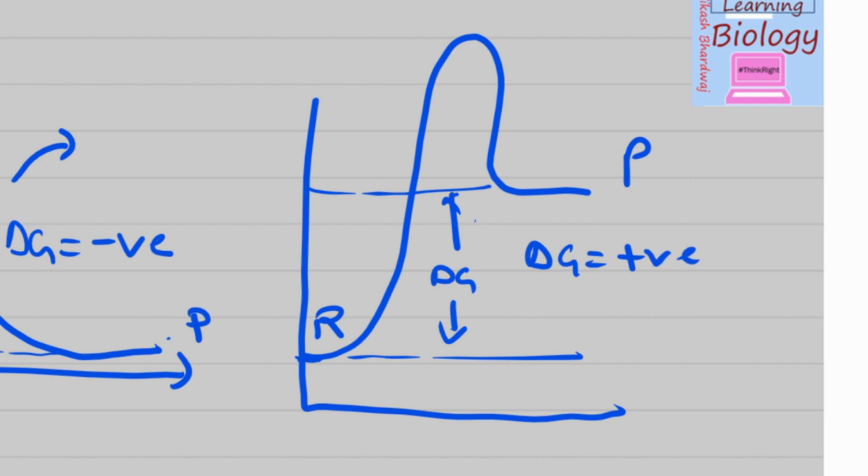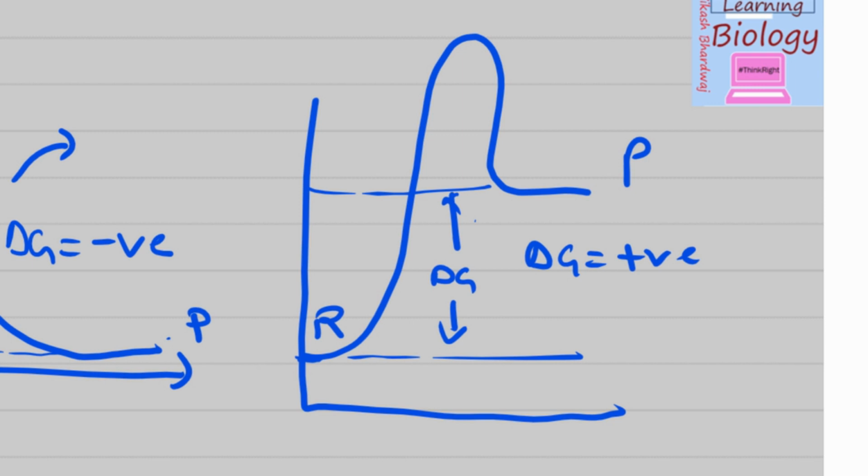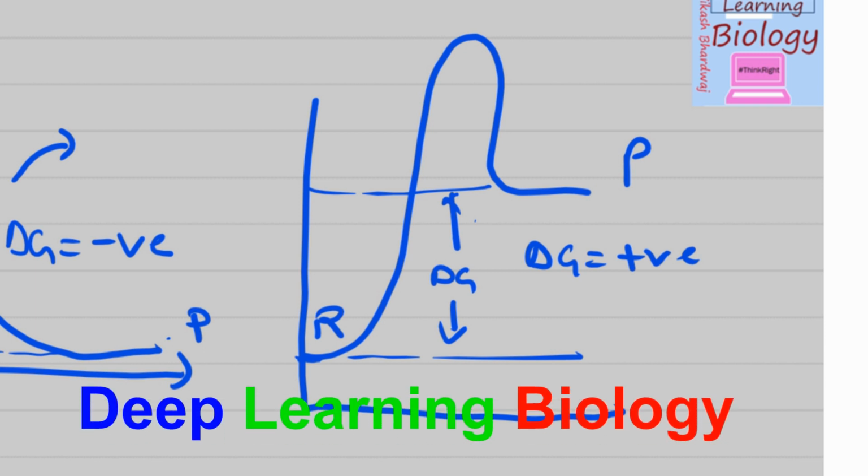In this case, the value of delta G is going to be positive. You know very well, such type of reaction is known as an endergonic reaction. Always remember, endergonic reactions actually absorb energy from the surrounding. So hopefully it is clear to you what is Gibbs free energy, what is change in free energy, and what are endergonic reactions and exergonic reactions.